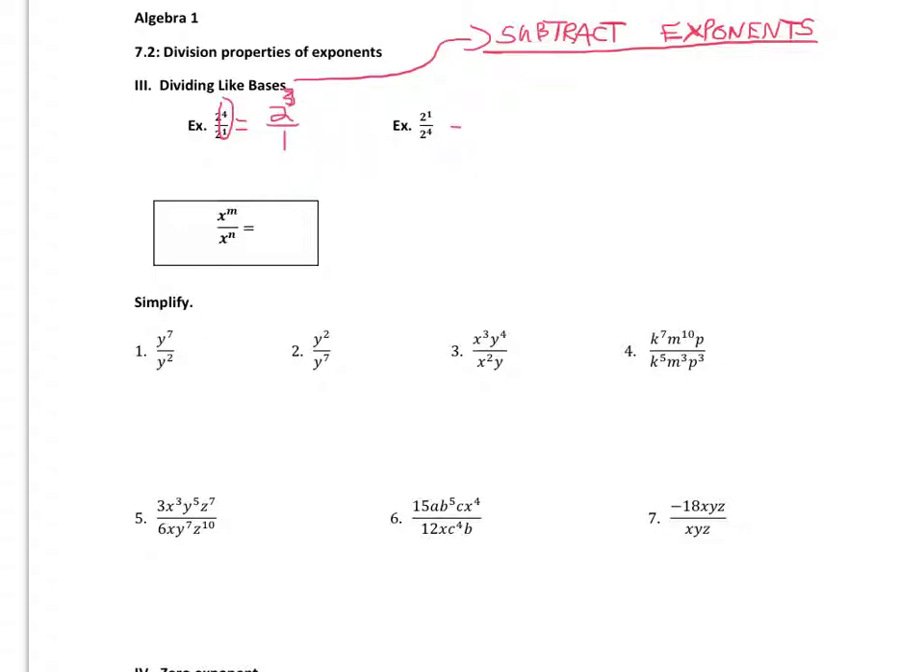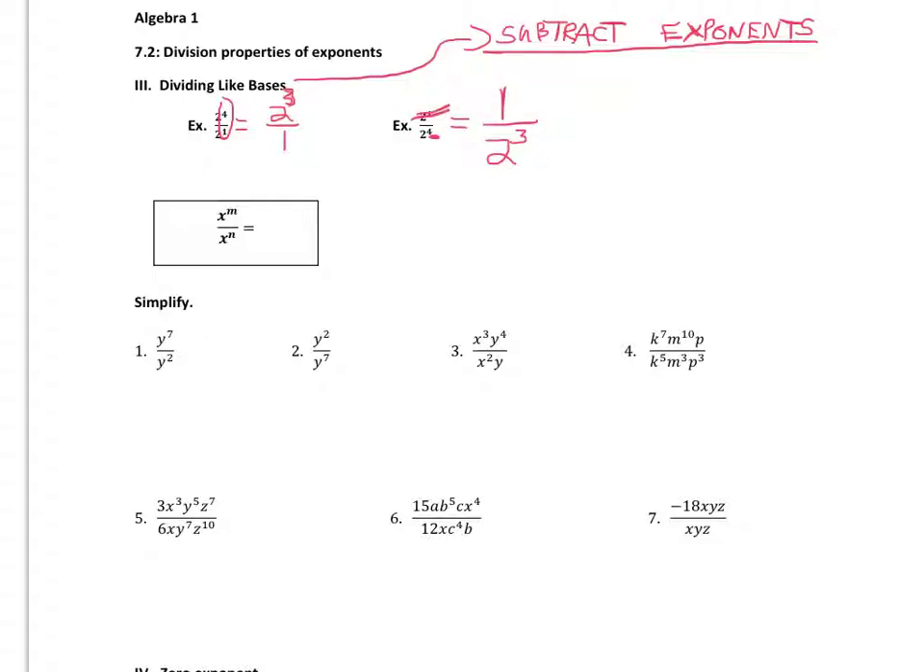For the next one, it's going to reverse. I'm still going to do 4 minus 1, but since this exponent here is bigger in the bottom, I'm going to get 2 to the 3rd in the bottom. The top, this 2 is going to go away, and it's going to be 1.